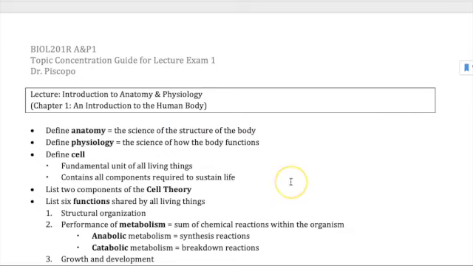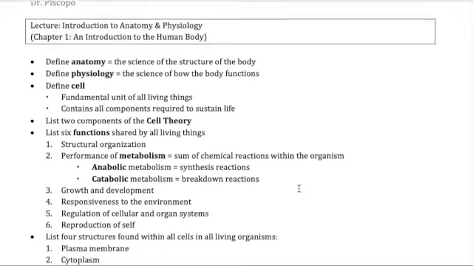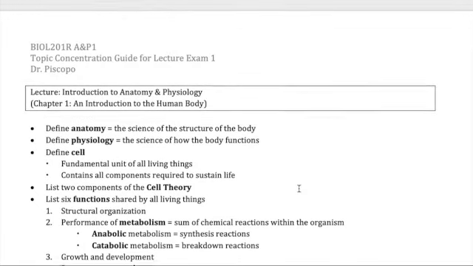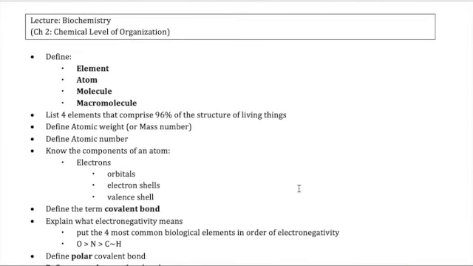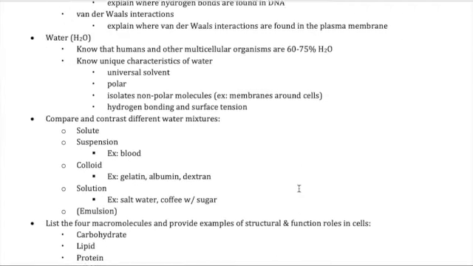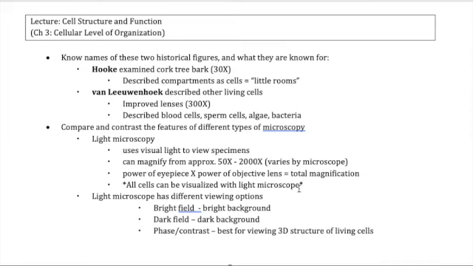This document contains an outline, a skeletal outline of the lectures that are going to be included on the first lecture exam and the most important concepts that you need to learn. So you can see for the first lecture, Introduction to Anatomy and Physiology, I have a bulleted list of all the things that you're responsible for learning. If we scroll down further, you'll see that it also includes the second lecture, which is called Biochemistry, and the third lecture, which is called Cell Structure and Function.